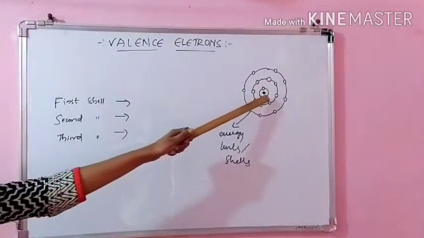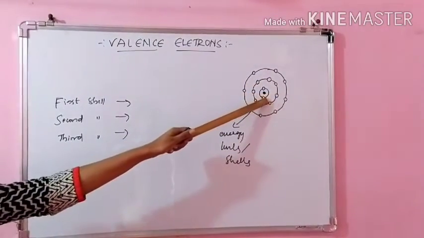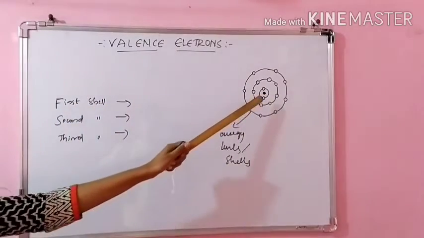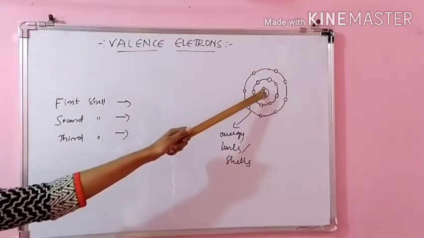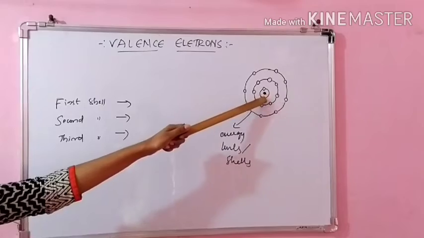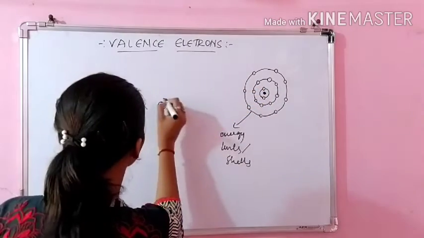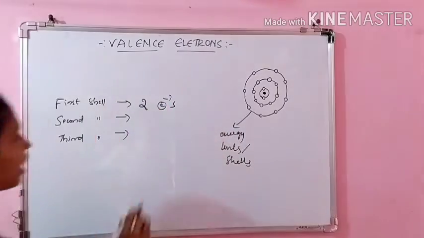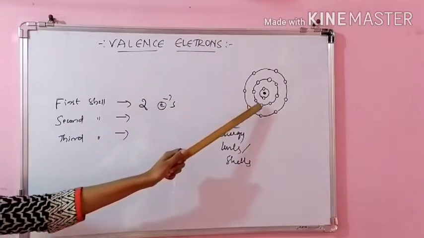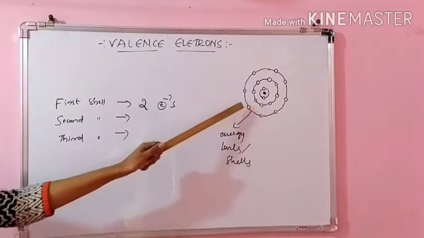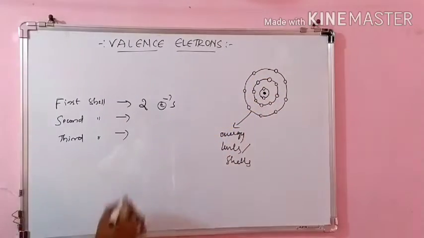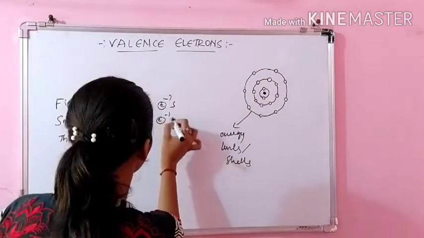Here, these shells. This is the first shell. How many electrons can this first shell hold? 1, 2. The empty spaces I have shown can hold the electrons. So the first shell can hold 2 electrons. And this is the second shell. It can hold 8 electrons. There are 8 empty spots, so it can hold 8 electrons.